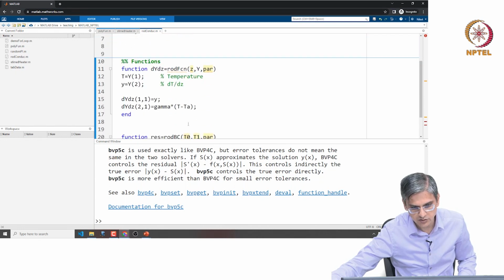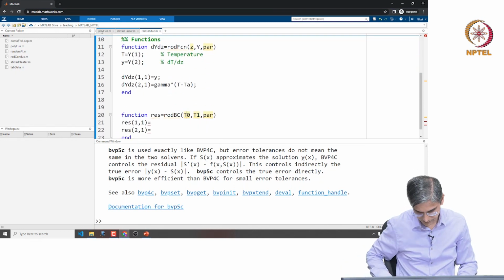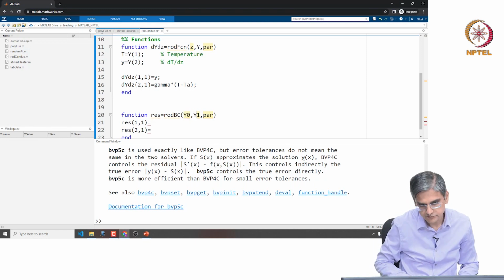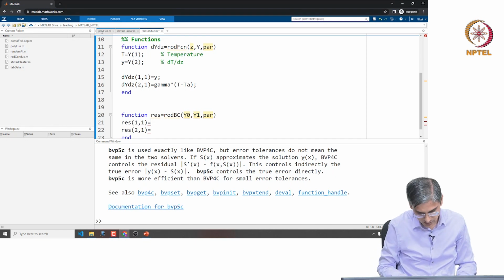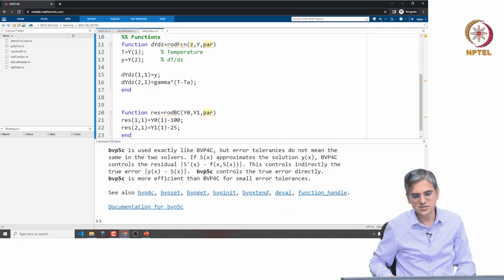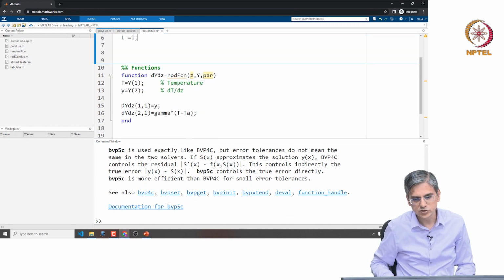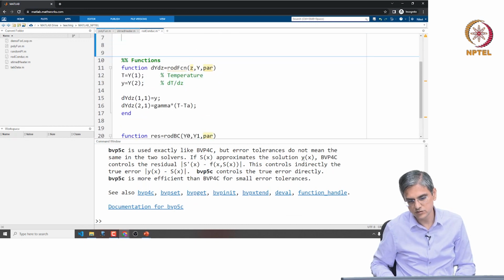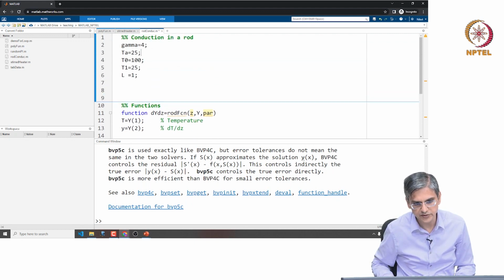It's not T0 and T1. It's y0 and y1. Okay. y0 1, this is the temperature, minus 100 is the first boundary condition, y1 1 minus 25, that is the second boundary condition. Okay. So, this is the rod BC. We do not need the parameter over here, that is perfectly okay.